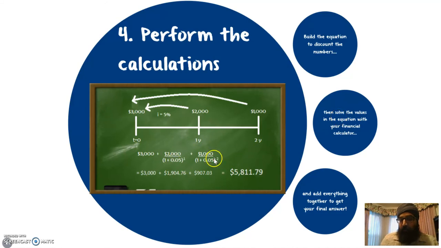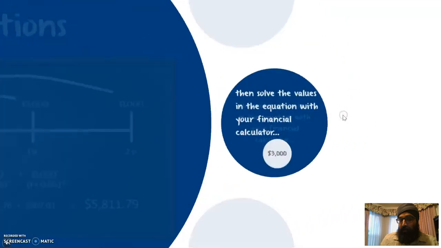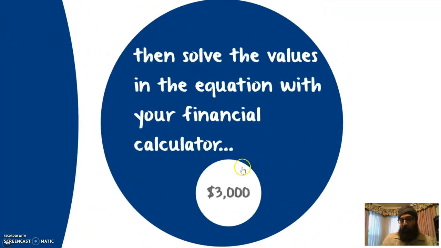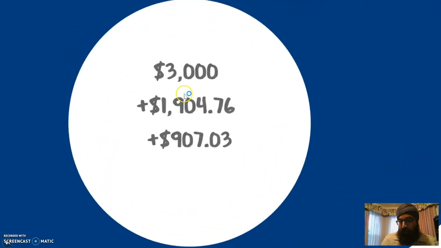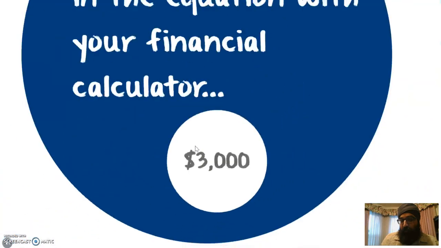So we're going to solve all of these values individually. That's the next step here. So plug them into your calculator. 3,000 again stays as is. The 2,000 term, when it's discounted or divided by 1.05, we get 1904.76. And when 1,000 is divided by 1.05 squared, we get 907.03.